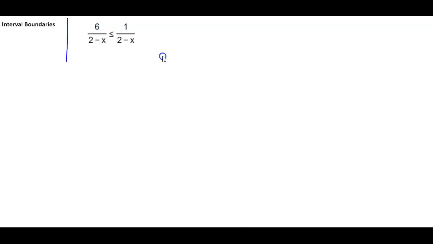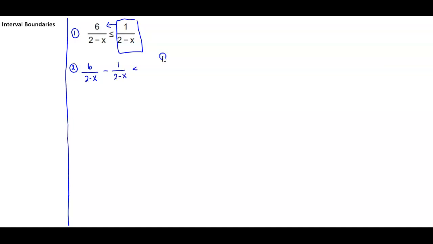Before we find the interval boundaries, we need to make sure that we set this inequality to be 0 on the right side. So what we're going to do is subtract this term, 1 over 2 minus x, to the left side of the inequality. So we have 6 over 2 minus x minus 1 over 2 minus x, and that's going to be less than or equal to 0.